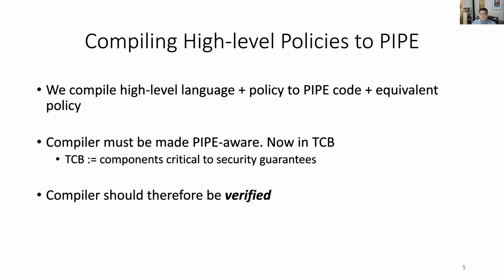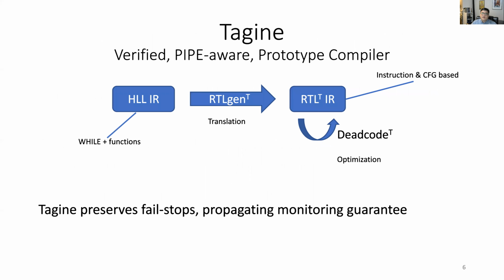To enforce high-level policies while taking advantage of PIPE hardware, we can compile a high-level program and its policy to PIPE-aware target code and an equivalent policy. However, the compiler is now part of the TCB, being those components that are critical to a system's security guarantees. So of course, it is now very useful to verify the compiler. Our effort to realize such technology has resulted in Tagine, our verified PIPE-aware prototype compiler.